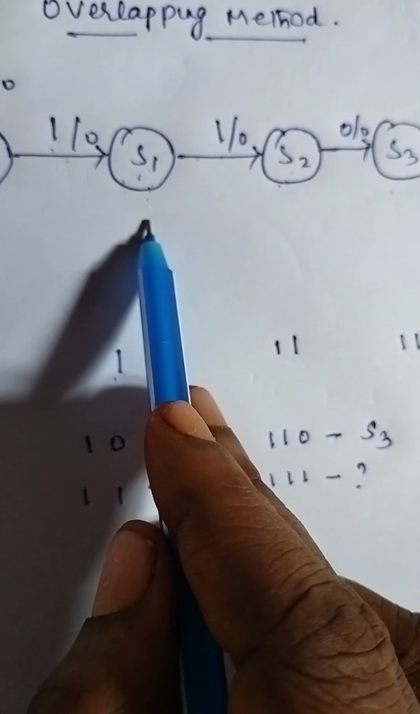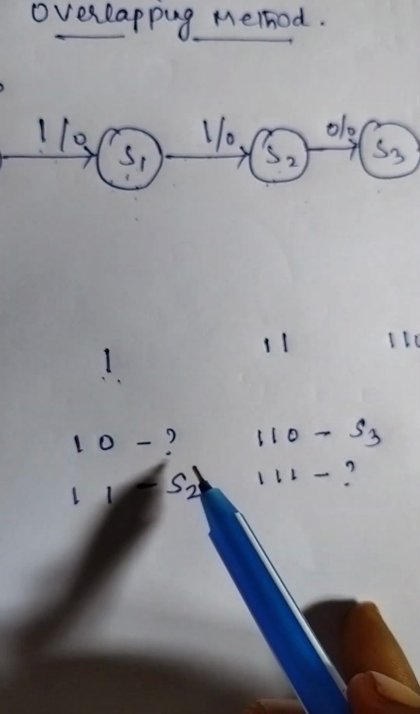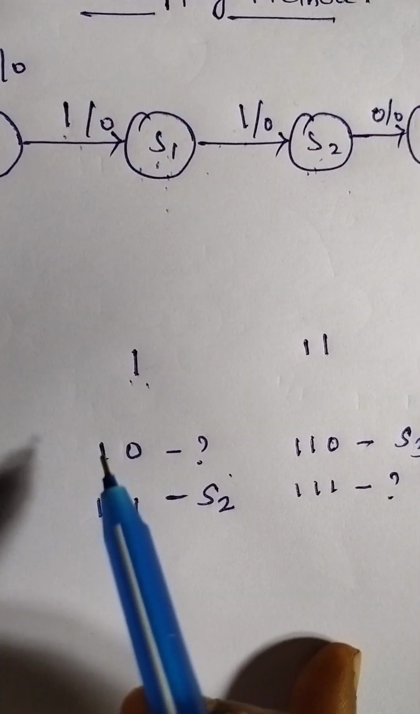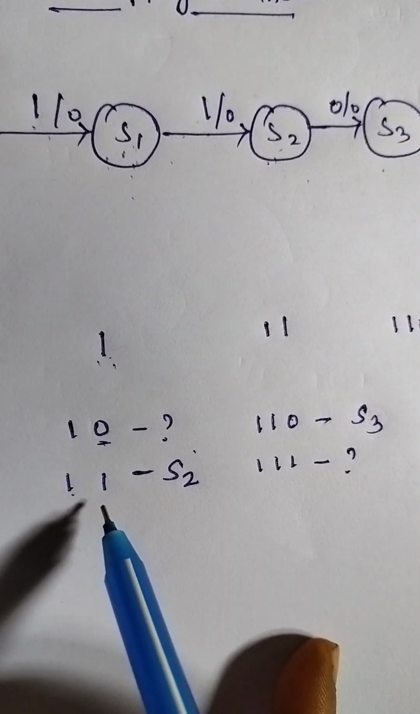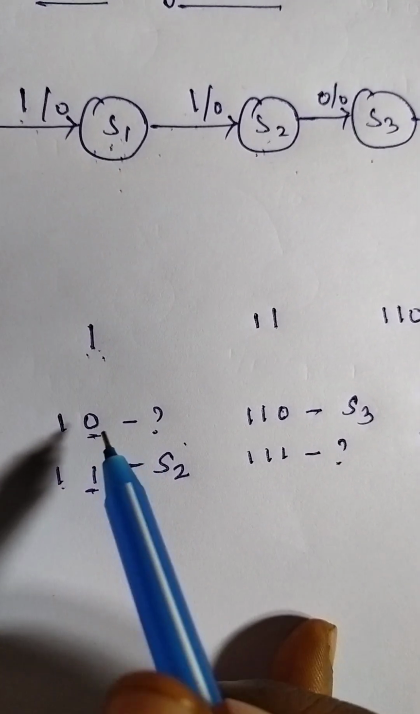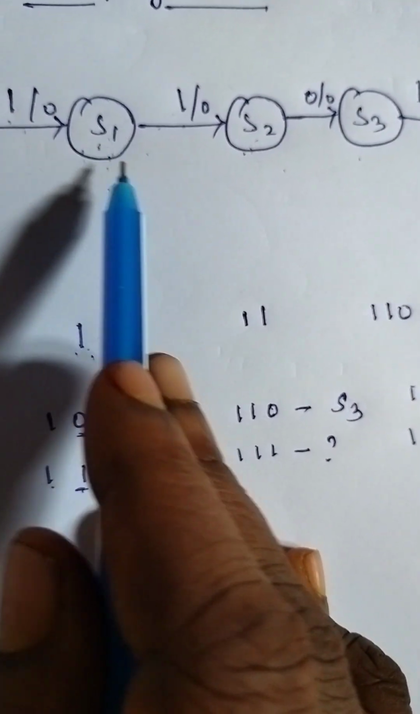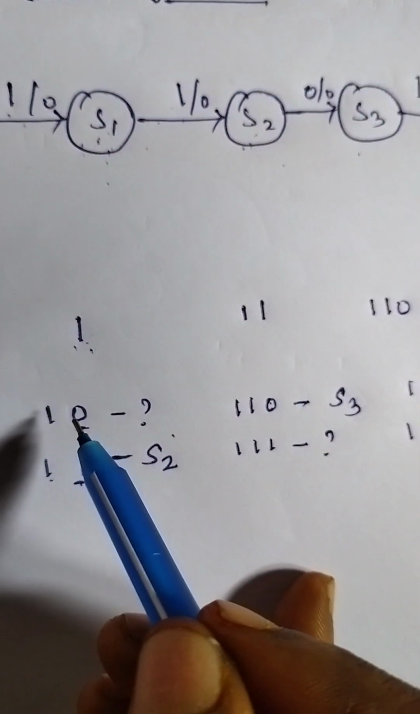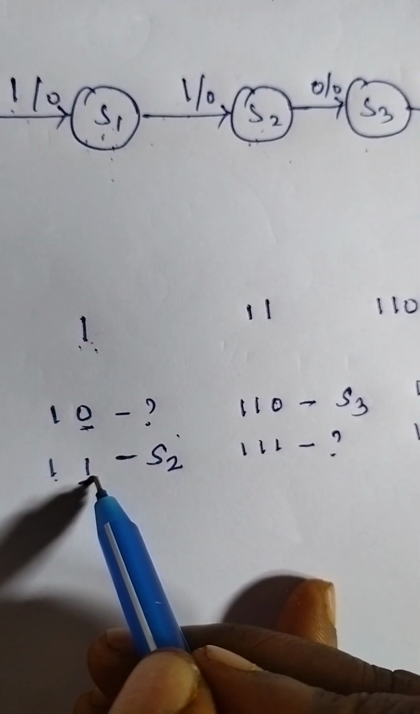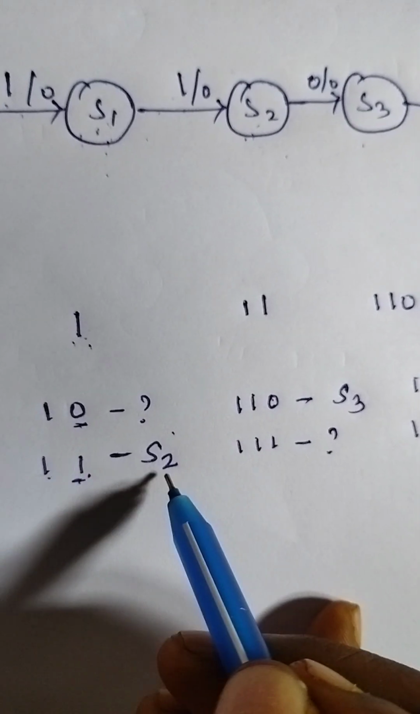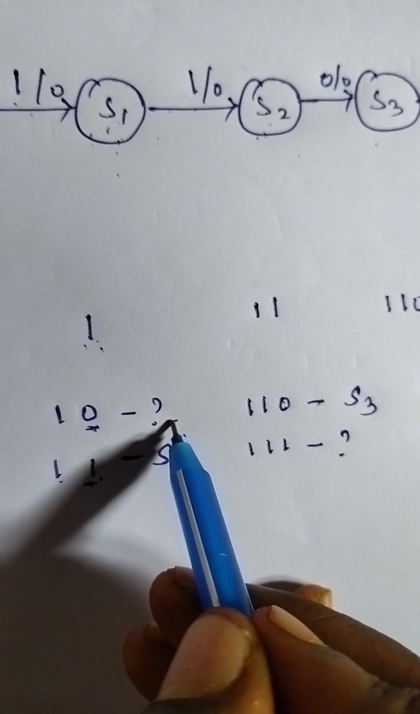Now we'll see S1. If it is 1, it moves to S2. If it is 0, where does it have to go? See, this is my bit, so I have written it here. S1 is like a state, so you have only two options: either your input is 0 or your input is 1. If it is 1, it moves to S2. If it is 0, where it moves, we are going to check that.